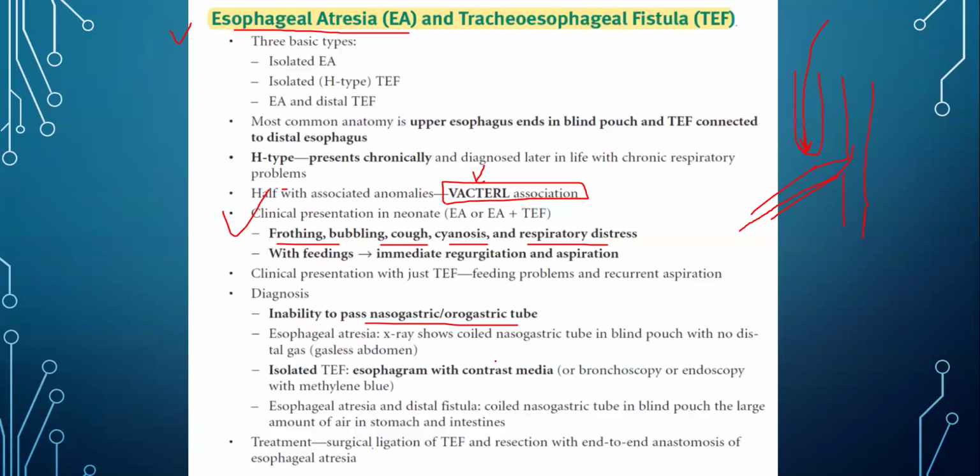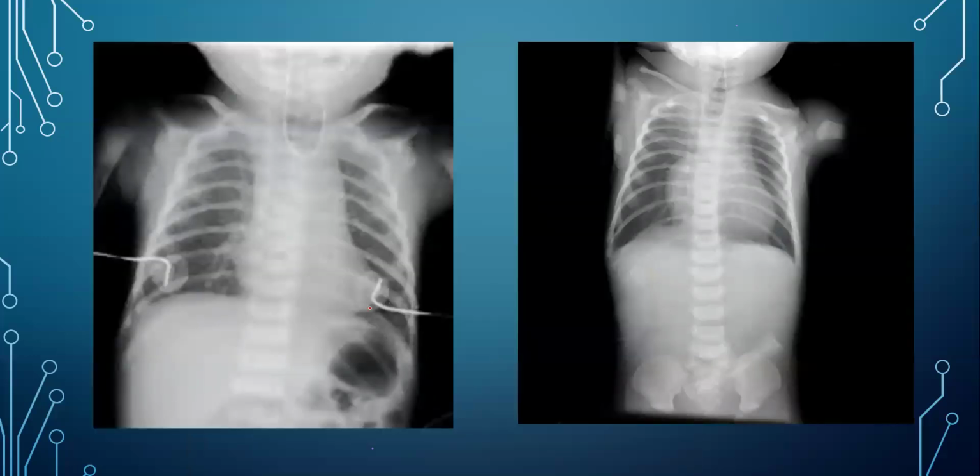And then you do an X-ray. If you do the X-ray of this condition, you will get a picture like this. You can see the coiling of the NG tube. This coiling of the NG tube is a very important finding to diagnose esophageal atresia.